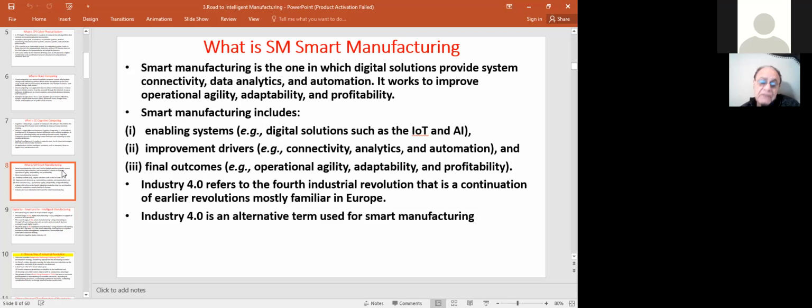Then Industry 4.0. The term 4.0, as we have already discussed, refers to the fourth industrial revolution, a continuation of earlier revolutions, Revolution 1, 2 and 3. Now it is 4. We'll talk about it in detail. Sometimes Industry 4.0 and smart manufacturing are used loosely, meaning the same.